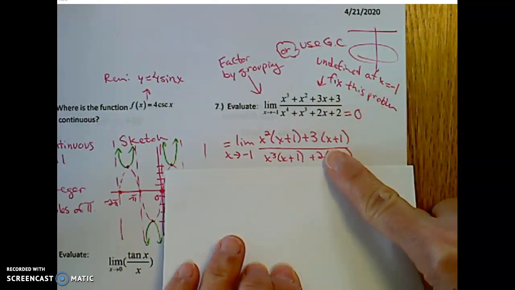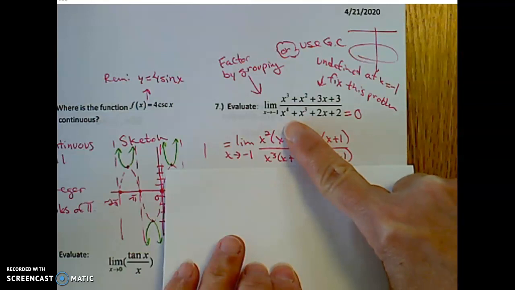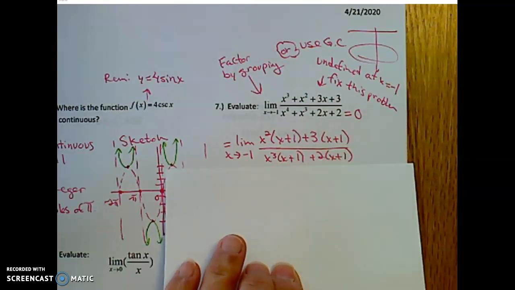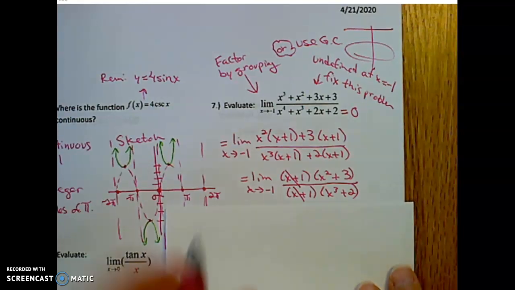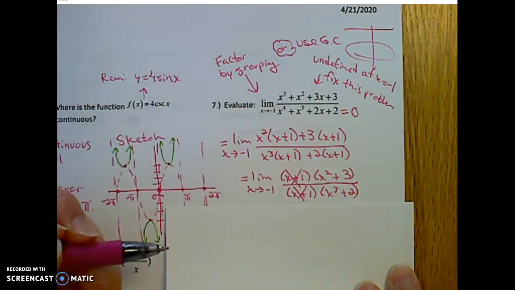Okay, I grouped the top, factor out an x squared from those first two terms and a 3 from those last two terms. Factor out an x cubed in the denominator and a 2. Then I can take out those x plus 1s. I can remove that problem spot factor.